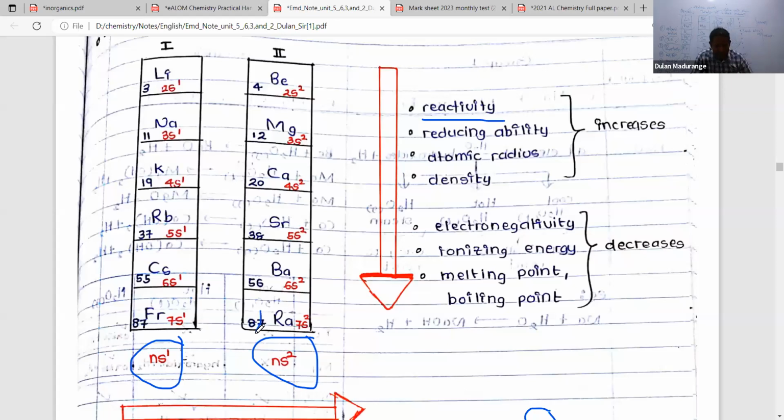Put the mistake below. Right. So this is the common electronic configuration. n is the period number, and this is the period number. This is the second period. First period, third period, fourth, fifth, sixth and seventh.